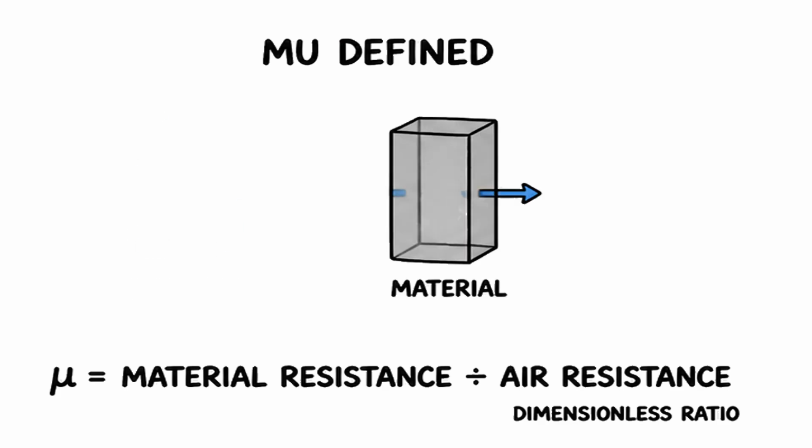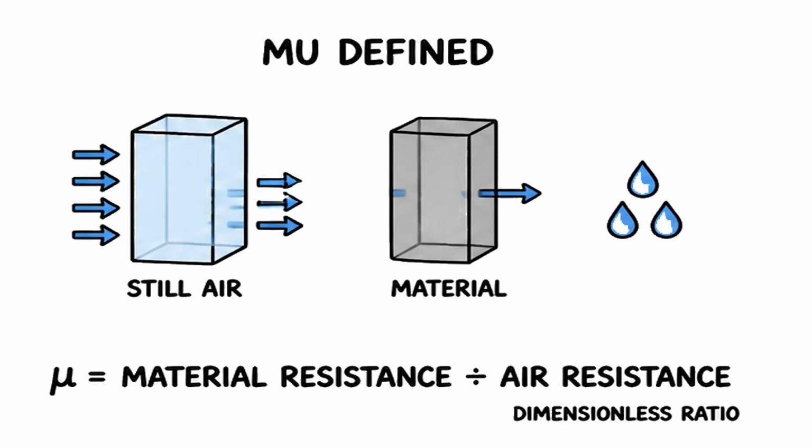It compares a material with still air of the same thickness. If mu equals 1, the material resists vapor about as much as air. If mu equals 10, it resists vapor 10 times more.